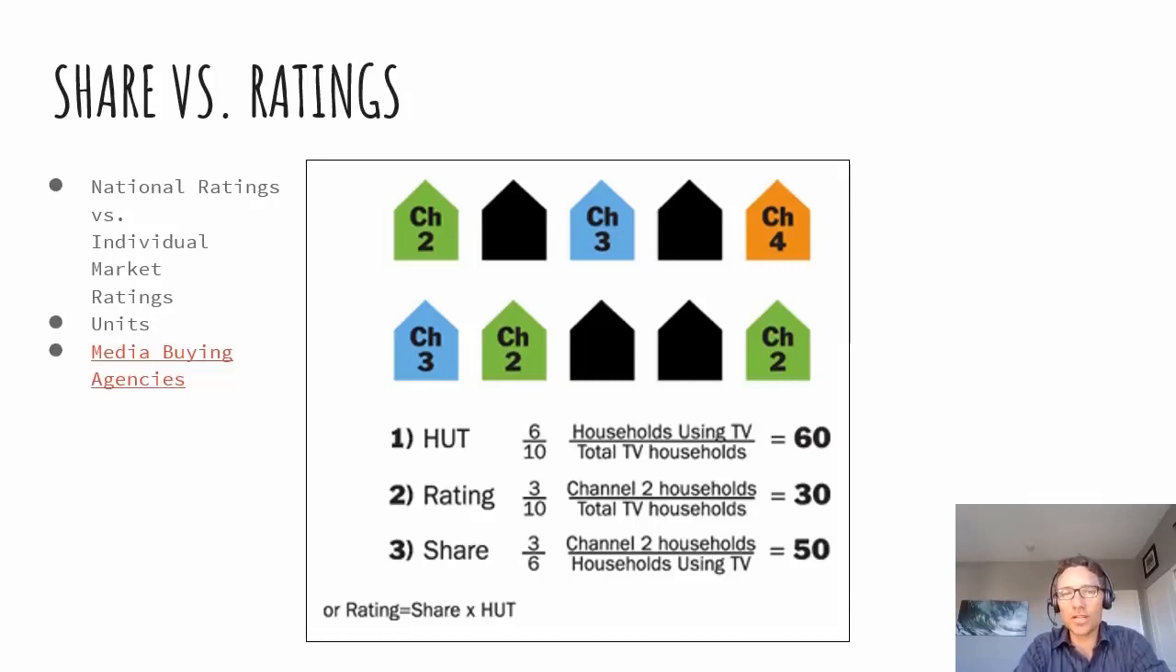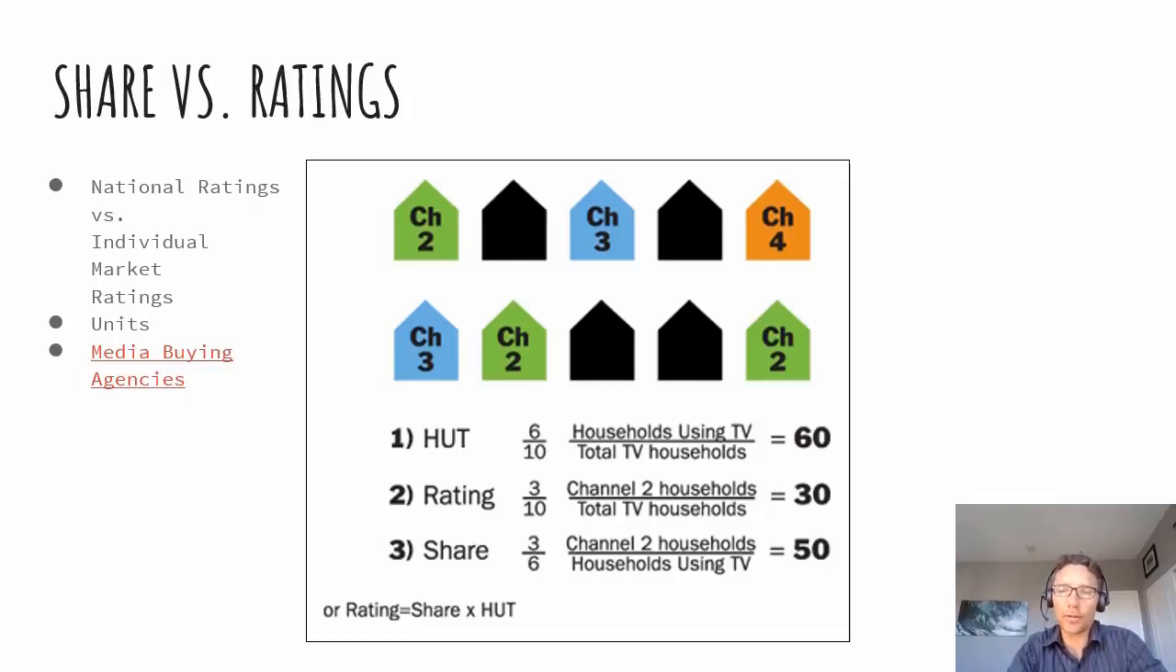And 3 of those 10 houses are green, they're watching channel 2. 2 of those 10 houses are blue, and they're watching channel 3. And 1 of those houses is, I'm going to call that orange, watching channel 4. So out of all of those households, we can see that 6 of the 10 are using television, meaning they have their televisions turned on.